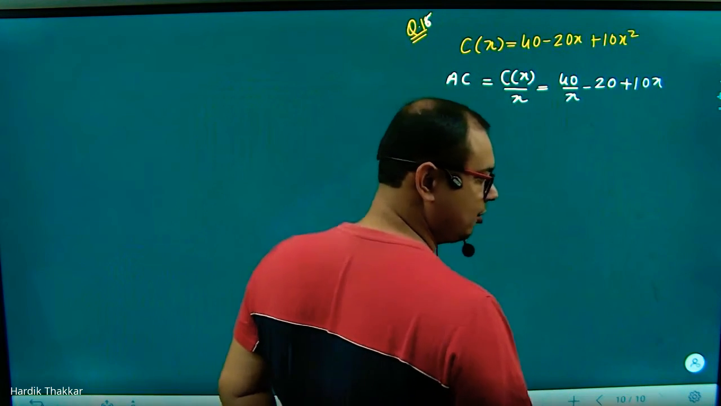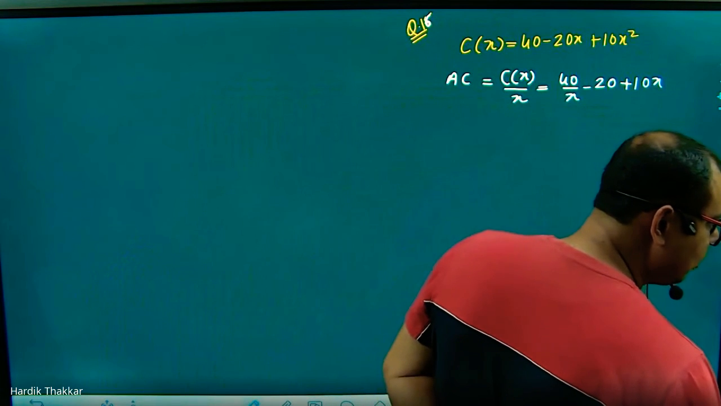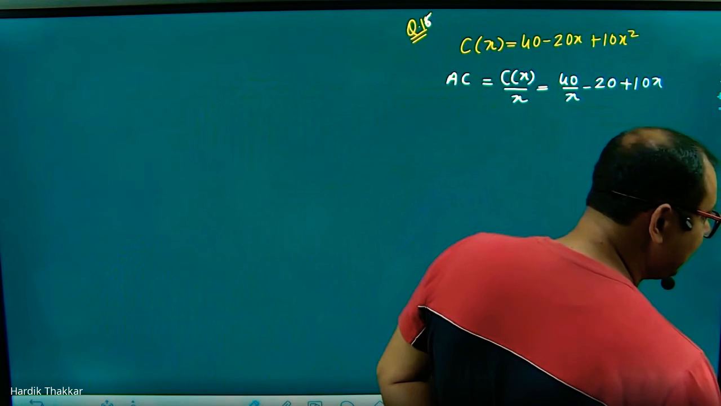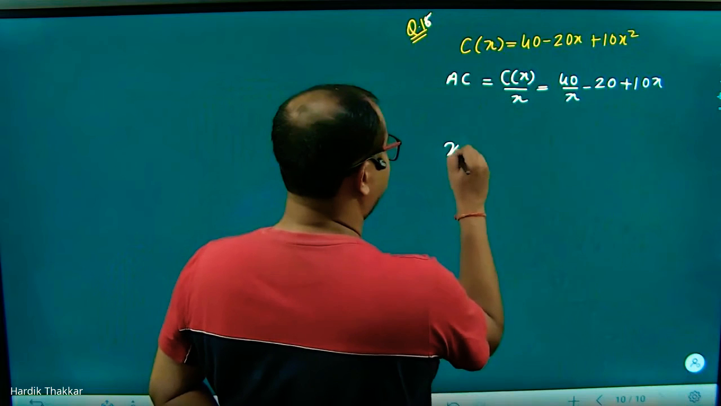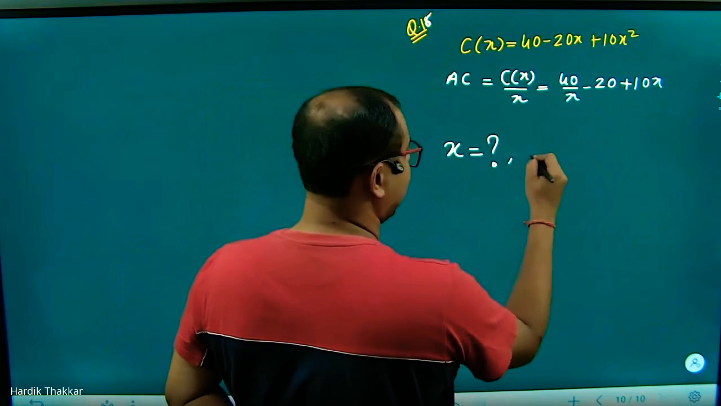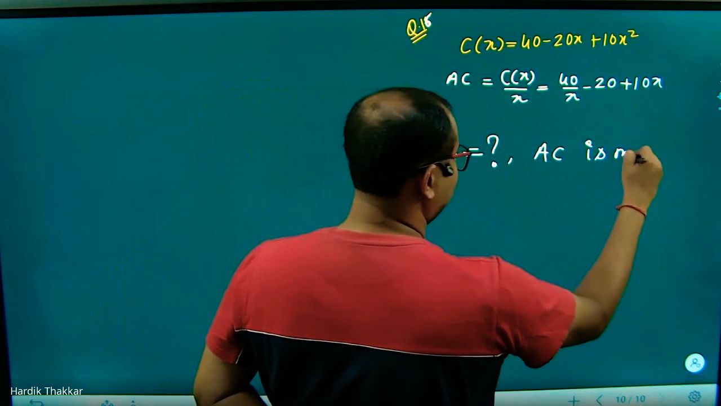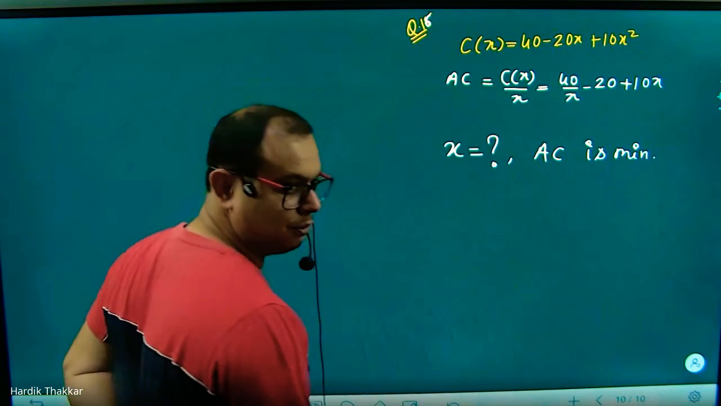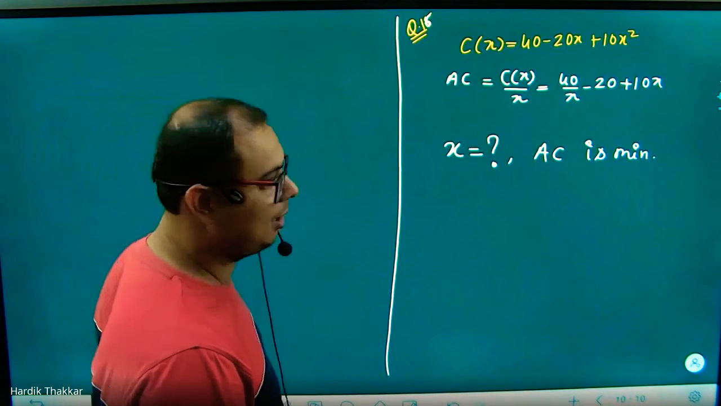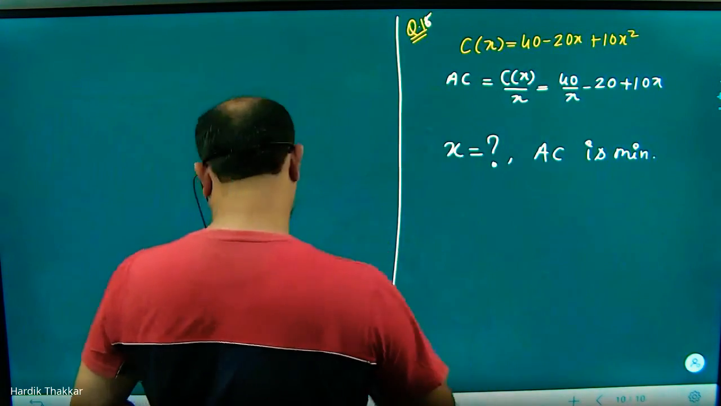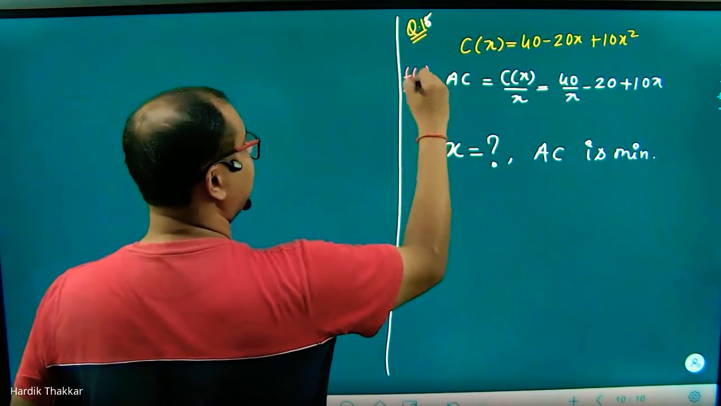That will be the average cost function. Further, find the average cost function and the output x where average cost is minimum. So you have to find x when the average cost function is minimum. Is this clear to everyone? Now recall maxima and minima, what we have studied. Let us consider the average cost function as f of x. This is our objective function which we have to minimize.